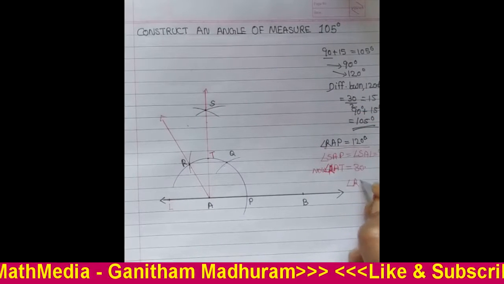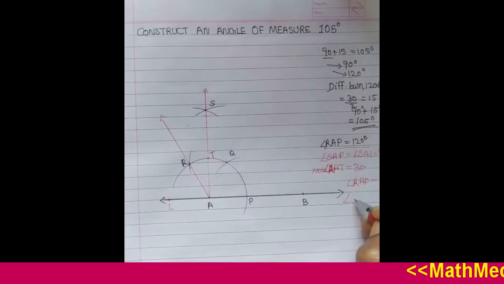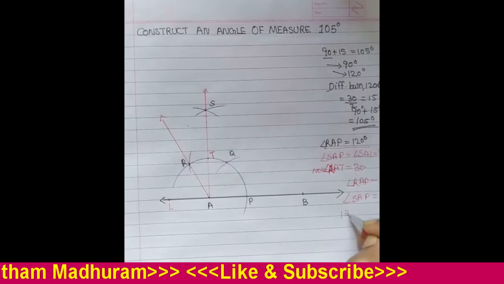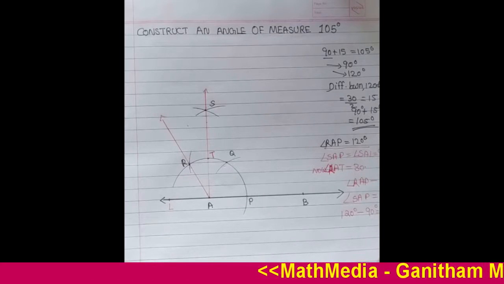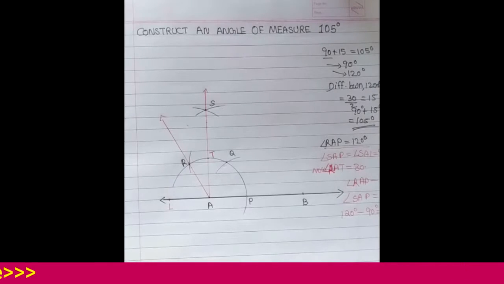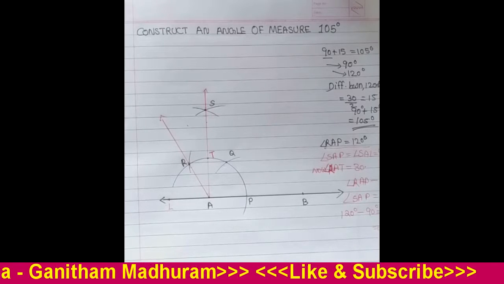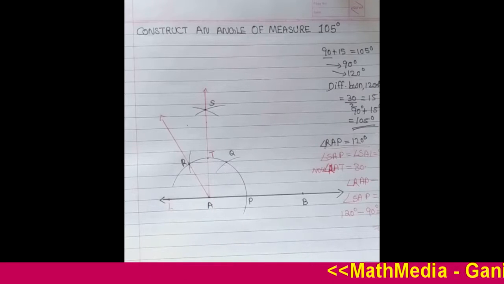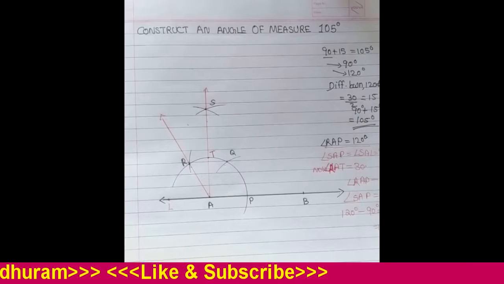Angle RAP minus angle SAP equal to, RAP is 120 degree minus 90 degree equal to 30 degree. Now we have to bisect this angle. We will get a 15 degree. So the required angle we will get by adding with the 90 degree. So now we have to bisect angle RAT.